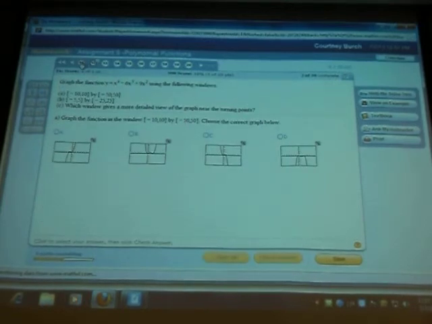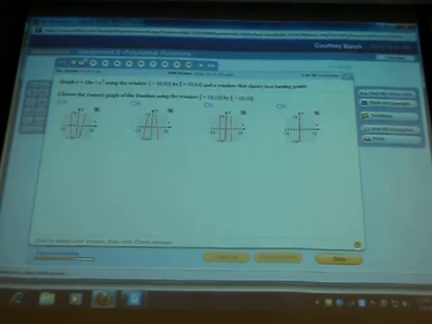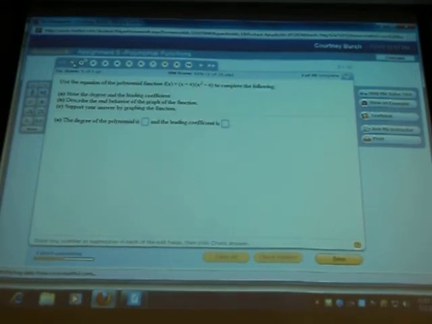A lot of these are just kind of the same question in just graph. What do they mean by a complete graph? The basic shape, show the basic shape. It shows the basic shape, it shows the turning points, it shows all that kind of stuff.